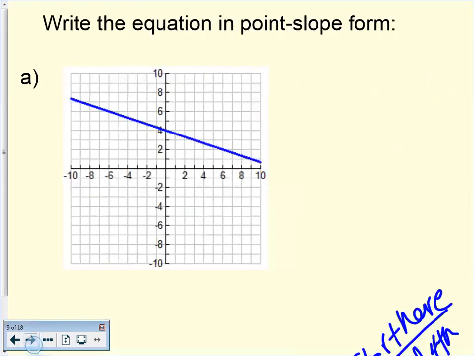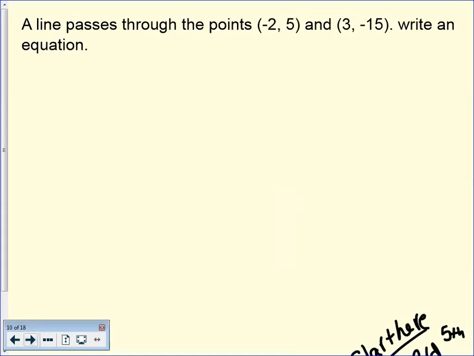All right, let's go ahead. We did this one in class yesterday. We're on to this one here. A line passes through the points (-2, 5) and (3, -15). Write an equation. It doesn't specify the form, but I have 2 points, so that tells me automatically I can get a slope. Neither one of them is the y-intercept, so I can just write my equation in point slope and be fine. Point slope is y minus y1 equals m times (x minus x1). I label my coordinates x1, y1, x2, y2 because I need to get my slope.